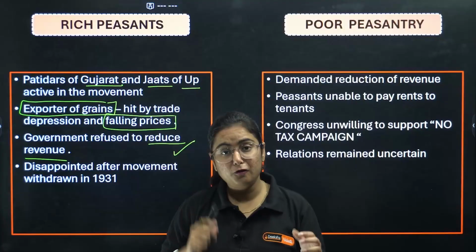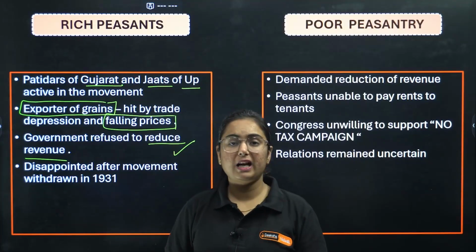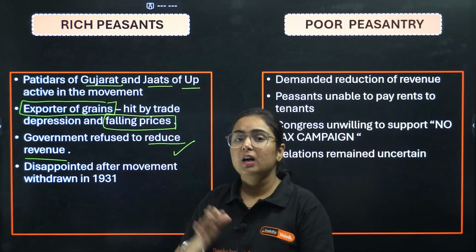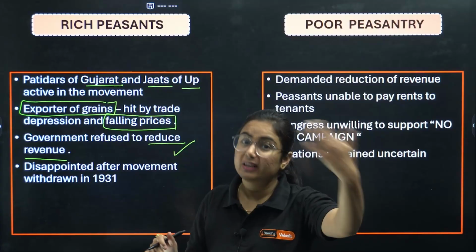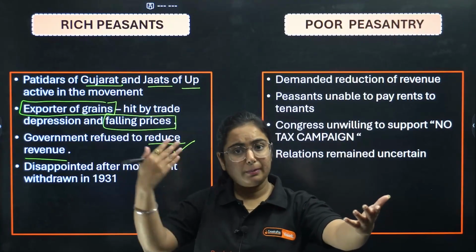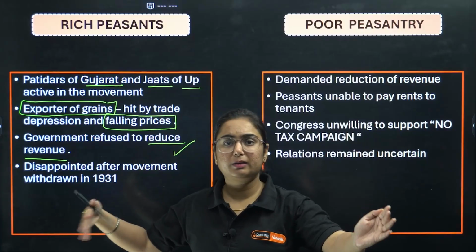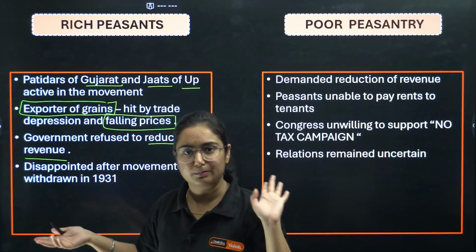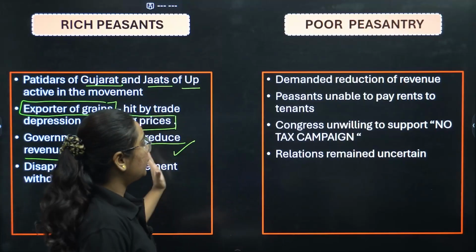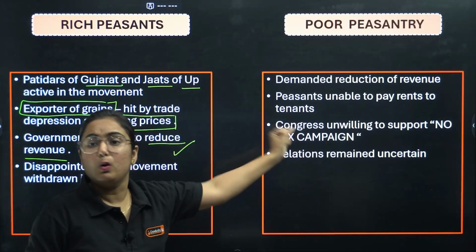But when the movement was withdrawn by Gandhiji, these people were also so disappointed, and when it was relaunched by Gandhiji after coming back from the Round Table Conference, these people did not participate in the movement again. Keep that in mind. Okay, moving towards the opposite people, that is the poor peasantry.